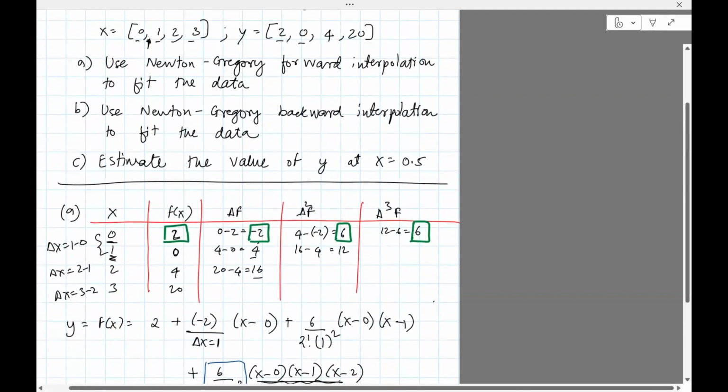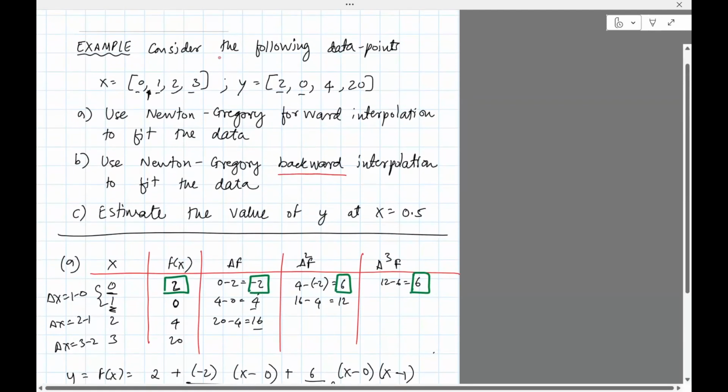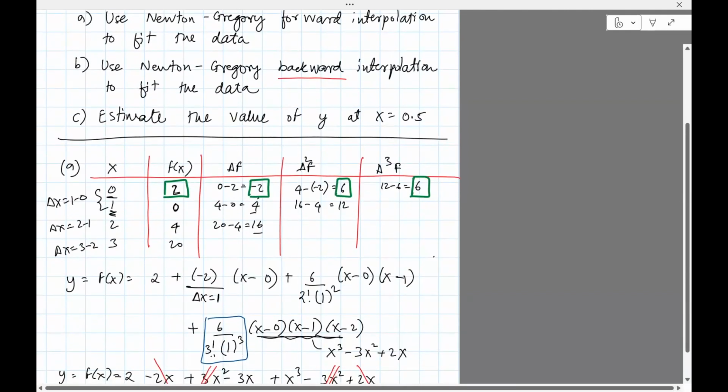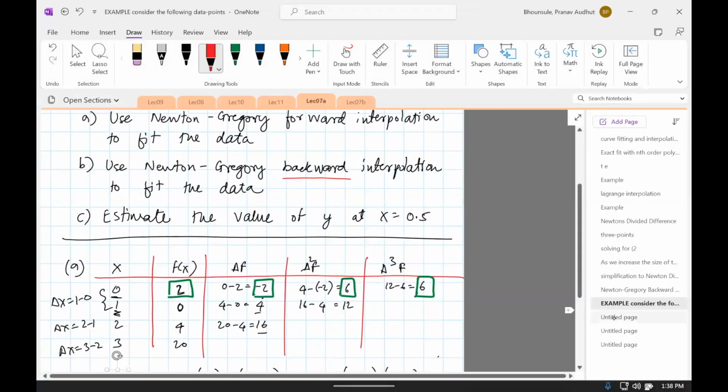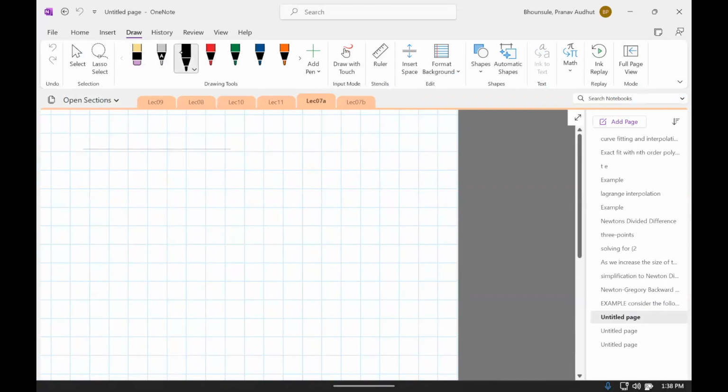Okay, now let's do it using the backward interpolation formula. We'll do a similar trick. We don't have to really use the formula in that detail. Once you know the pattern, it's easy. So let's recreate this table for the backward interpolation.